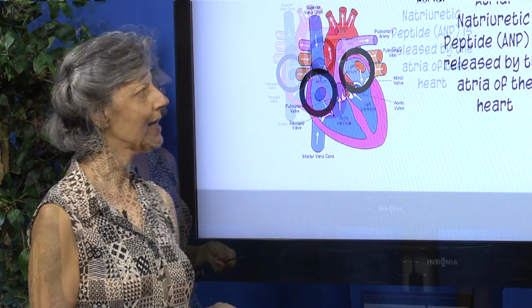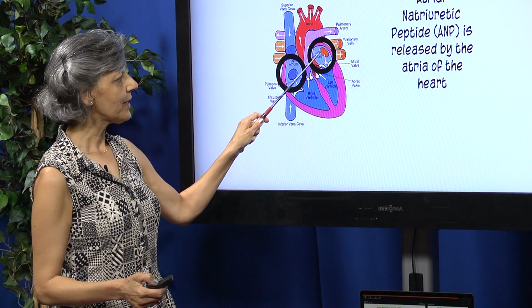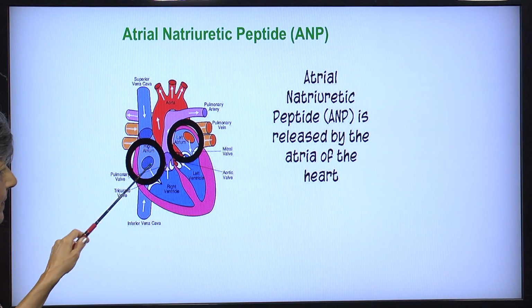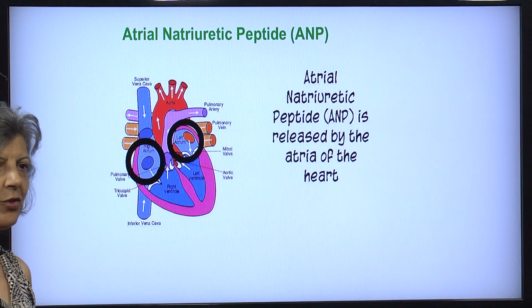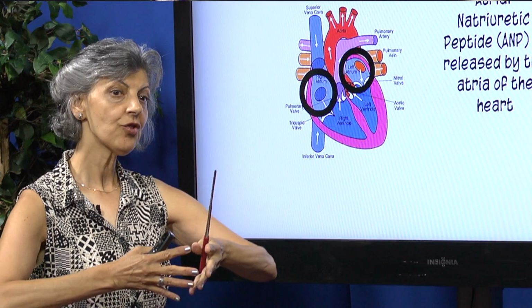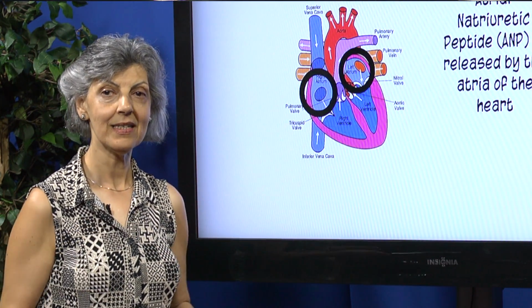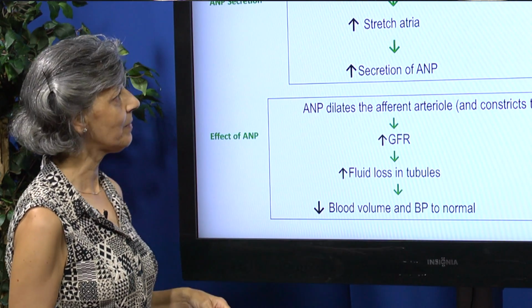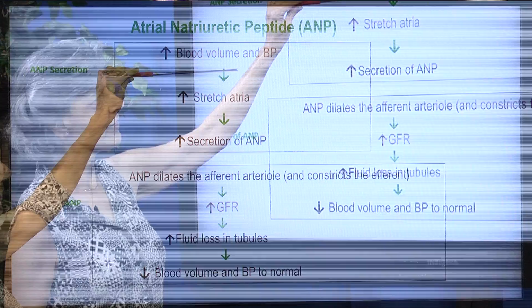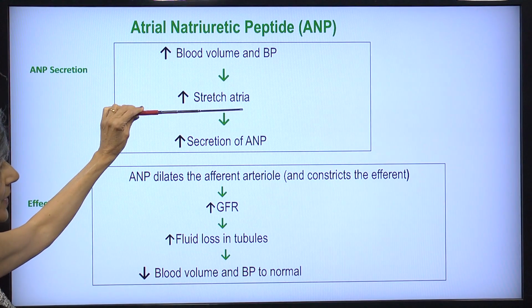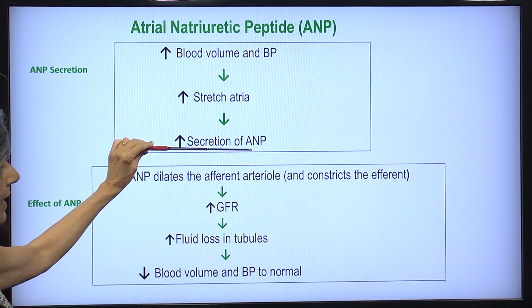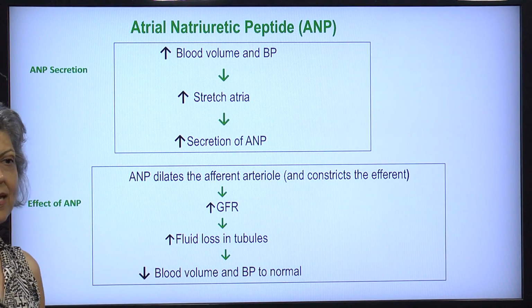This is the mechanism. When there is increased blood volume, increased blood pressure, there is stretch on the wall of the atria, and the atria will secrete ANP. So this is the mechanism. Increased blood volume and blood pressure will stretch the atria, and the atria will secrete ANP.